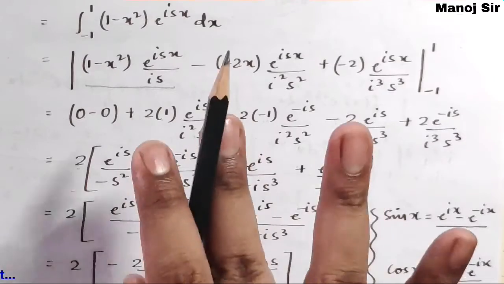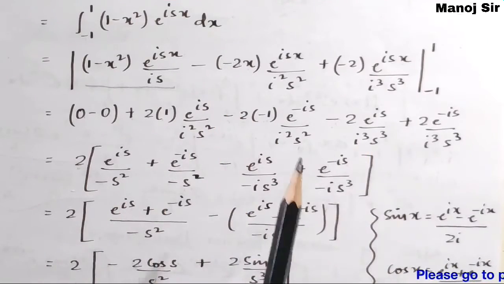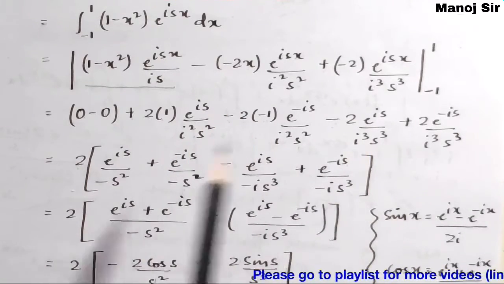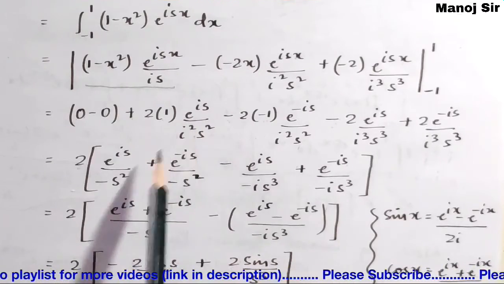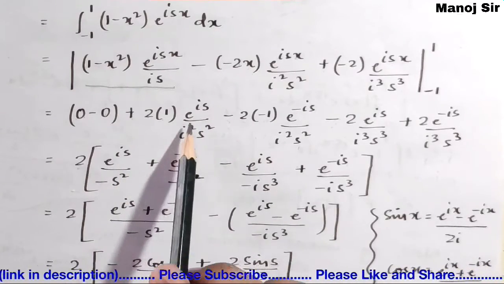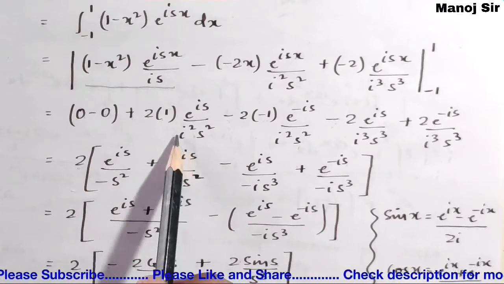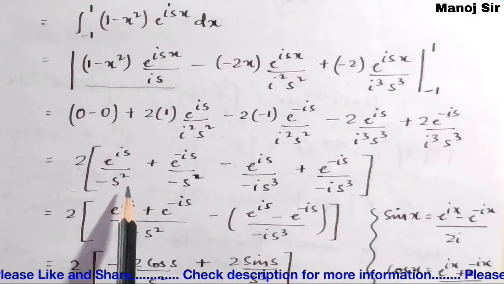Now simply solve this part. If you see, we have 4 terms, first term, second term, third term and fourth term. In all terms we have 2 common, so we can take 2 outside. Now coming to the first term, that is e to power i s upon i square s square. The value of i square is how much? Minus 1. So minus 1 into s square, that is minus s square.